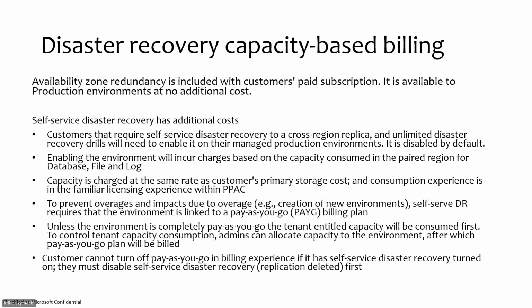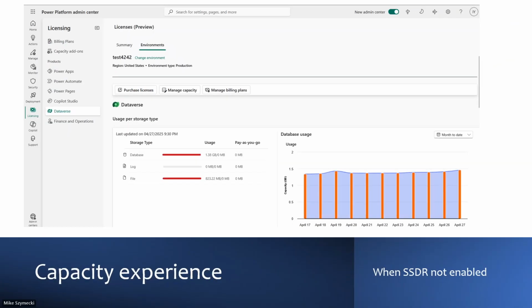And the pay-as-you-go plan is required. So the customer will not be able to turn off the pay-as-you-go plan if a self-serve disaster recovery is turned on for the environment. They will first have to turn off the disaster recovery feature before they can turn off the pay-as-you-go plan, because we don't want the customer to get into being impacted by the overage situation.